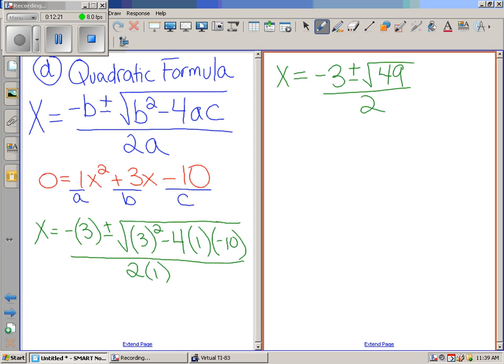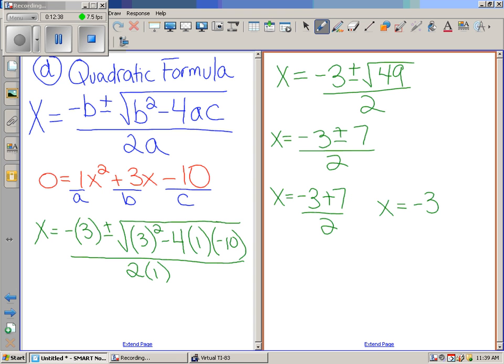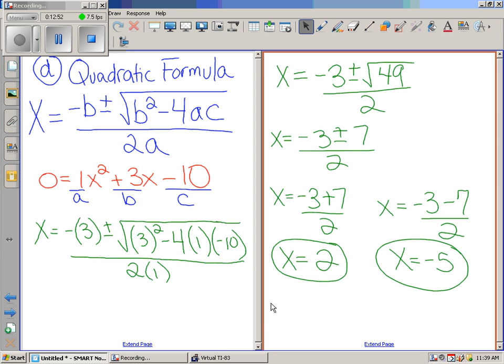We're almost done. So now we got x equals negative 3 plus or minus the square root of 49, so plus or minus 7 over 2. And then we're going to solve it, and that's x equals negative 3 plus 7 over 2, and x equals negative 3 minus 7 over 2. And so what are we going to get? Oh my God. We got the same answer again. OMG. Quadratic formula.